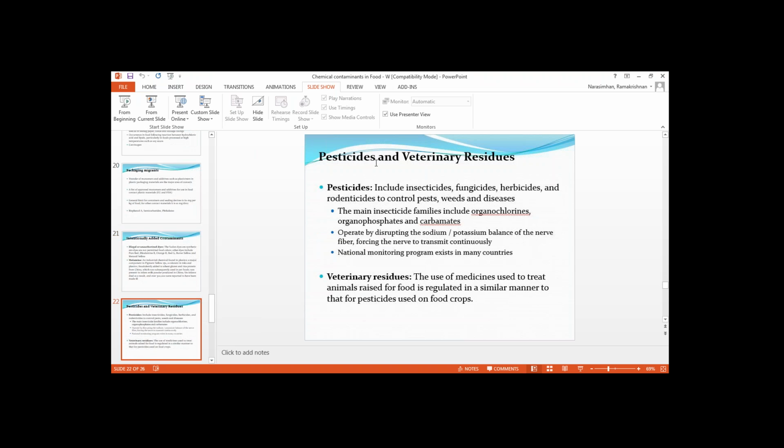Pesticides and veterinary residues. Pesticides include chemical and biological products specifically designed to control pests, weeds, and diseases, particularly in the production of food. There is a variety of pesticides: some are insecticides, some are fungicides, some are herbicides, some are rodenticides. These are highly regulated in many countries, and even the application is highly regulated, but still misuse is taking place in many parts of the world.